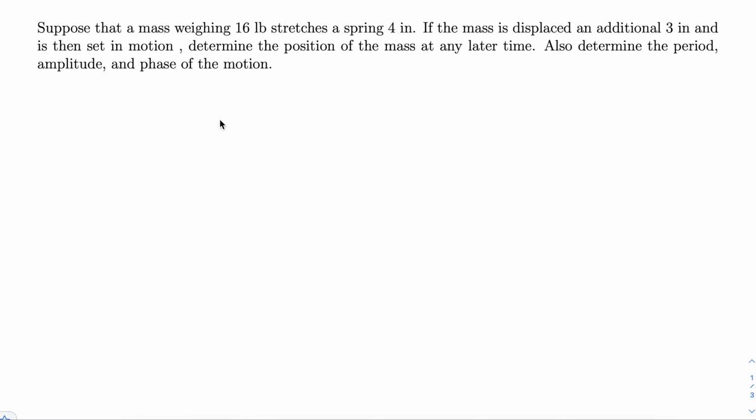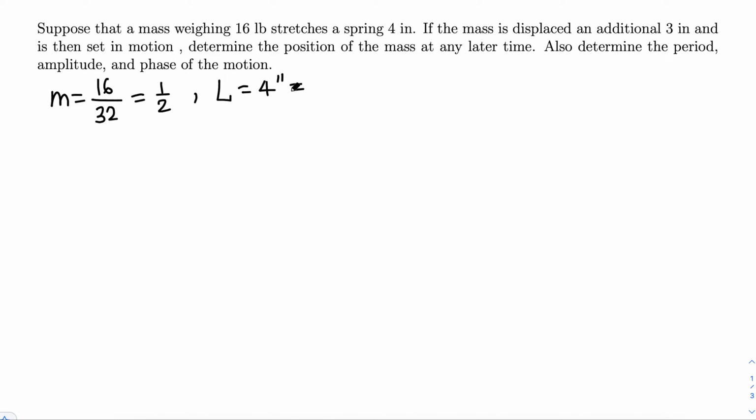Read the question carefully. Here we got a mass weighing 16 pounds. That's weight, but we need to find the mass. So mass will be this weight divided by acceleration due to gravity, that's 32, so 1/2. Stretch the spring 4 inches. That's the stretch length. We denote by uppercase L, 4 inches. We need to convert into feet, divide by 12, so 1/3.